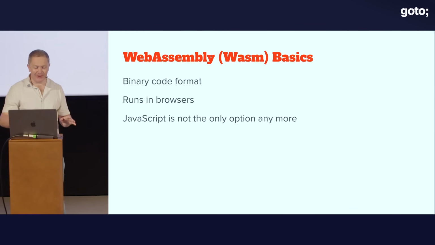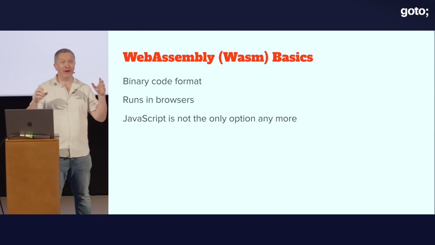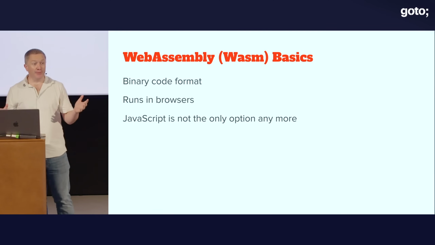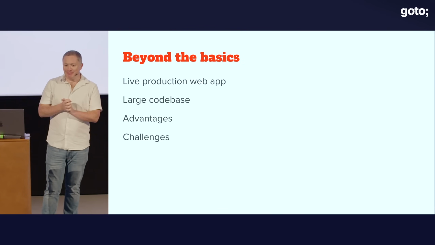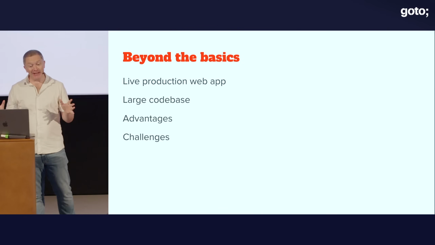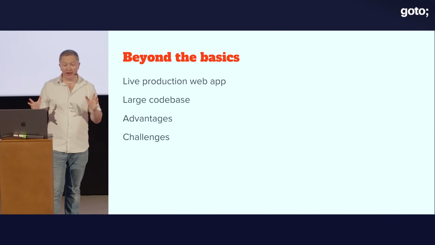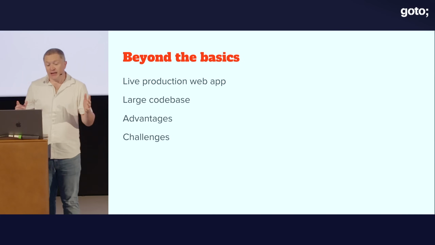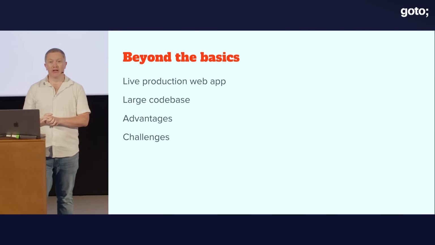For anyone who hasn't heard very much about it, the basics are it's a binary code format that runs in the browser, and so JavaScript isn't the only option anymore for running code in a web page. In this talk, I want to get beyond the basics and give you some idea of what it's like to go into production with a WebAssembly app. So we're going to talk about a live production web app that comes from a large code base, and talk about some of the advantages that we got from using WebAssembly and some of the challenges that we ran into.